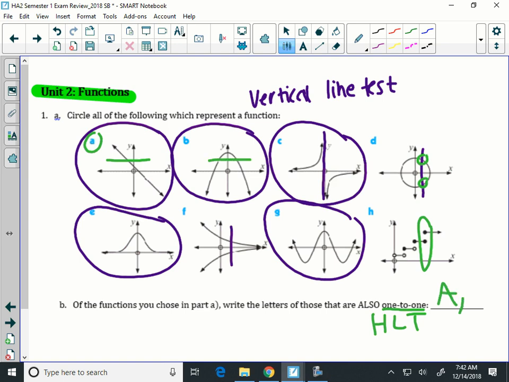B does not pass the horizontal line test. C does. We have an asymptote at the x-axis as well, so that would pass the horizontal line test there. E would fail, and so would G. So A and C are the only functions up above that are 1 to 1.